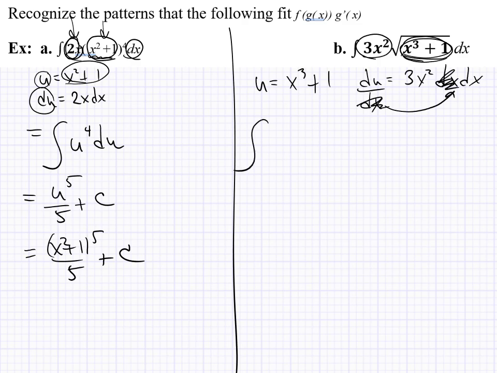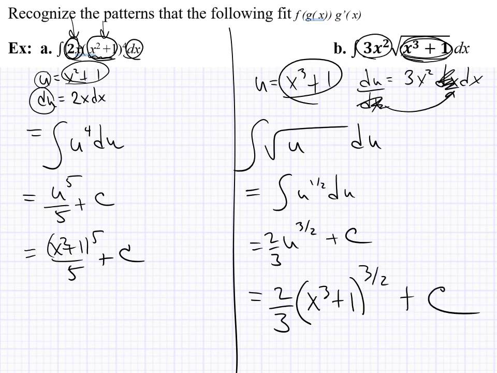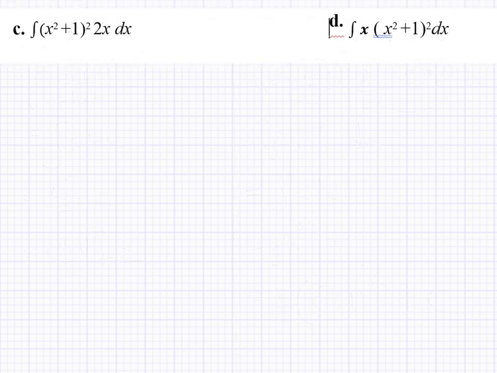So anyway, the integral becomes the square root of u du. Well, that's the same thing as u to the 1/2 du. If I add 1, I get u to the 3/2 times 2/3 plus c, because I have to divide by 3/2, but if I divide by 3/2, I multiply by the reciprocal. Change your u's back to x's with your substitution, and there's your answer. A lot of these examples will all look generally the same.